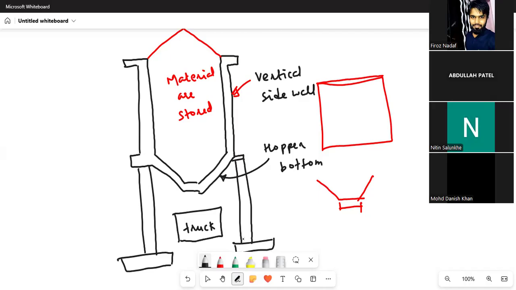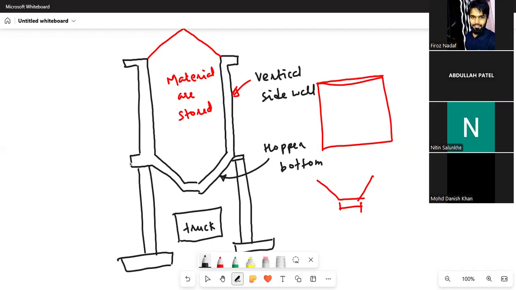Okay, so this is a typical figure of the bins, or you can call them bunkers and silos. In the bunkers and the silos, you don't have to design the column, and you don't have to design the beam. So what is expected? We have to design the vertical side wall and the hopper bottom. You take bunkers, you take silos, these two things are to be designed: the vertical side wall and the hopper bottom. Okay.